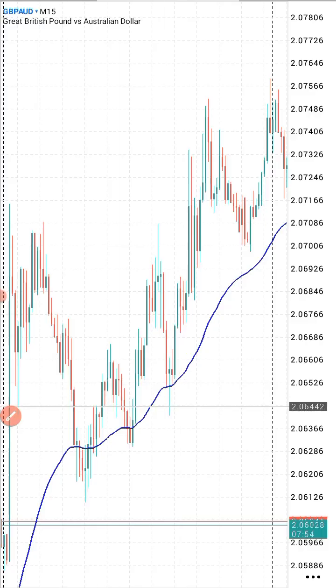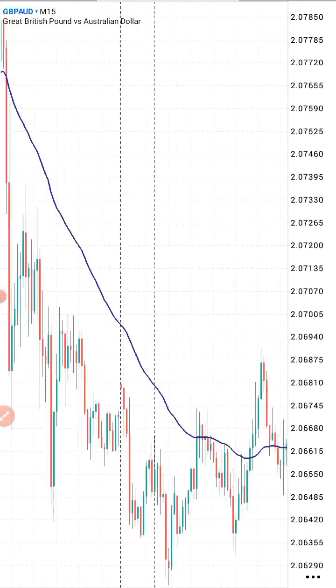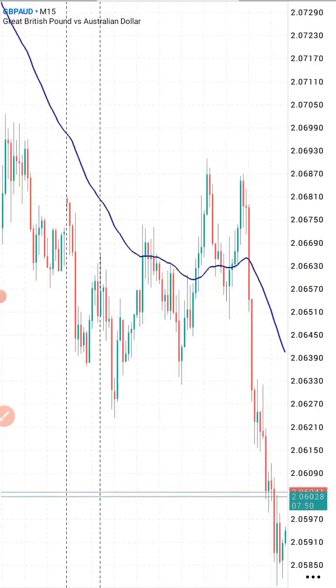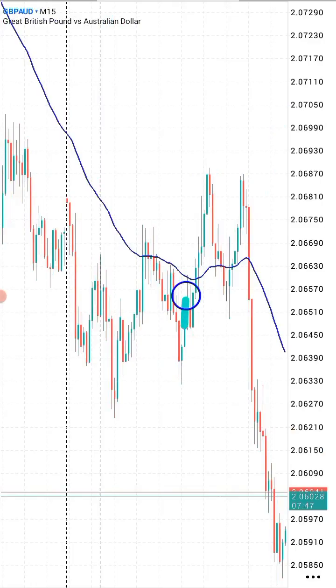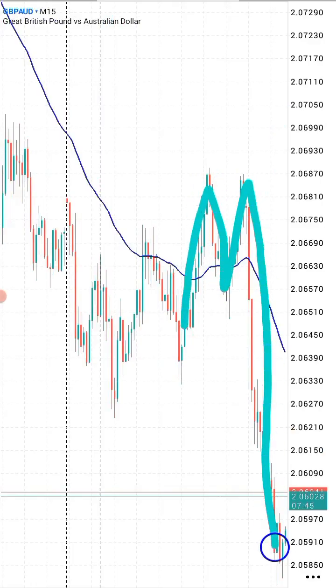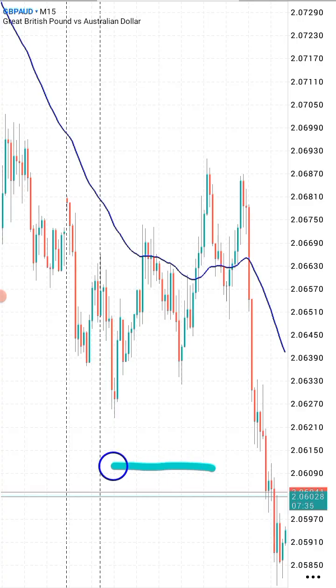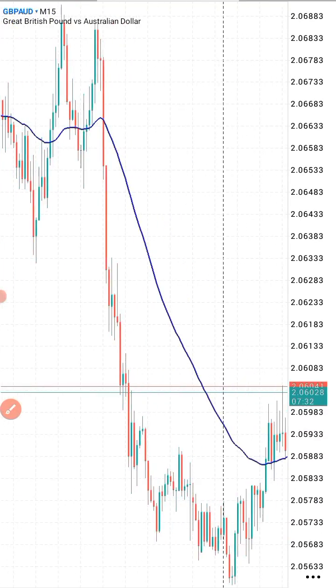Now before I move them, look at what happened. There was a pullback to the moving average, and then here comes the direction. A massive momentum was introduced. Look at it. Massive momentum was introduced, and then look at this.